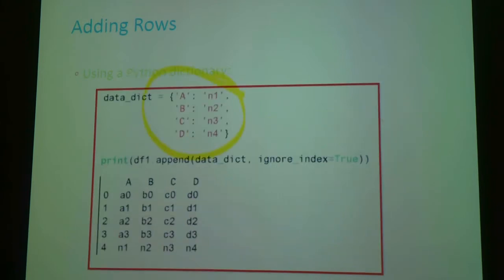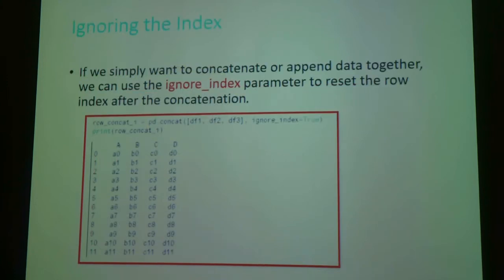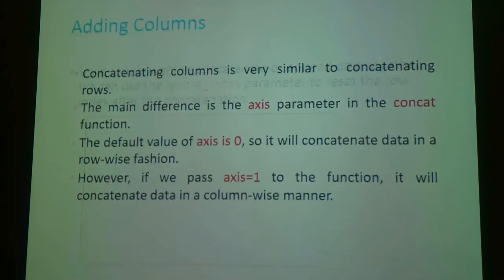I could also append the dictionary. As you see in here, this is a dictionary. So I could use the command, as you see here, data frame 1 append, and then I pass the dictionary. So the dictionary was appended to the end in here. If I ignore the index, what will happen? It will reset the indices in here.